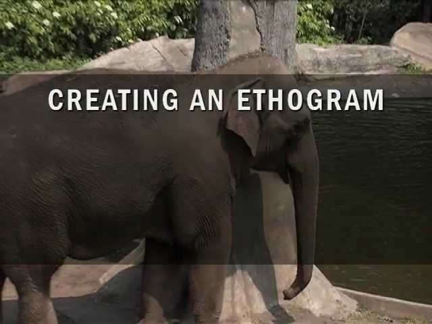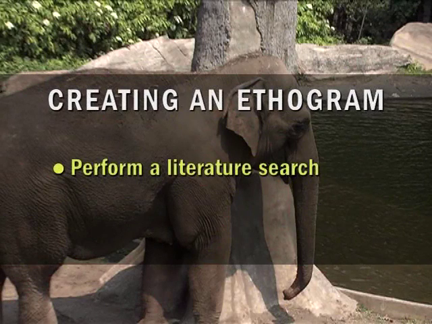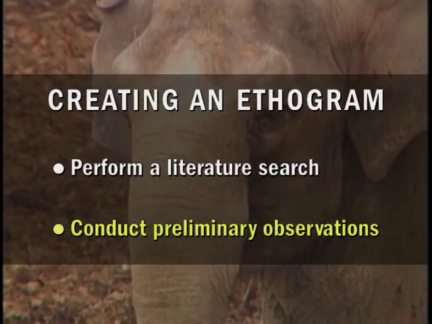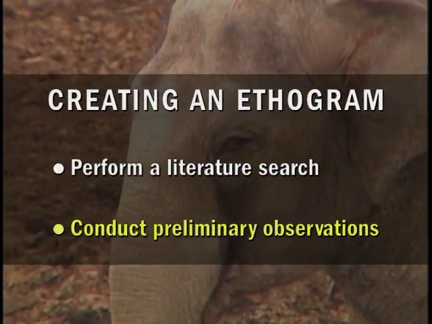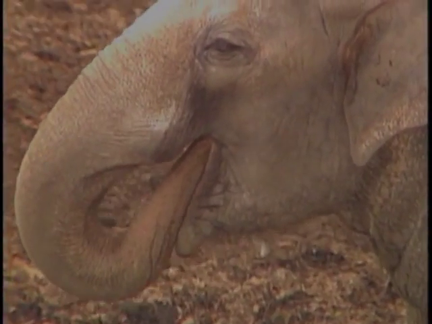Once you have a handle on the basic behaviors of the species from reading the literature, the next step in developing an ethogram is to conduct preliminary observations. This will give you a chance to observe the behaviors that were described in the literature firsthand. Does what you see match up with the picture of behavior you gleaned from your reading?